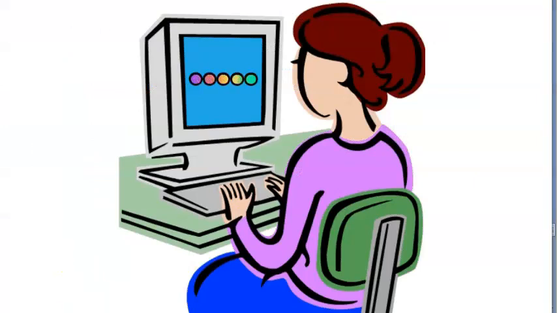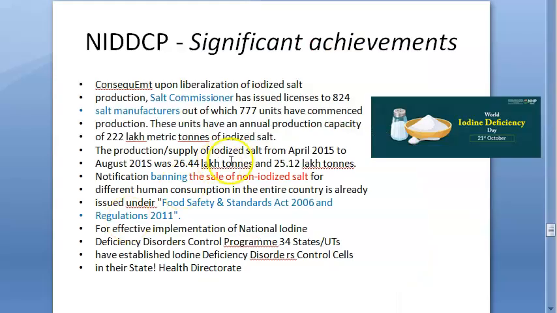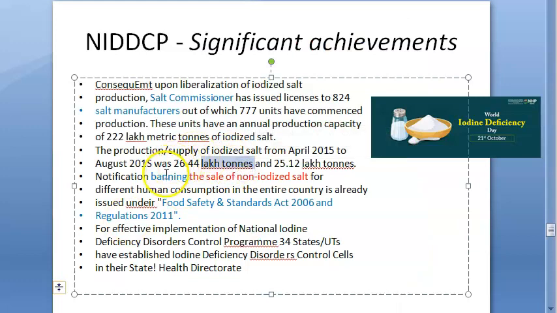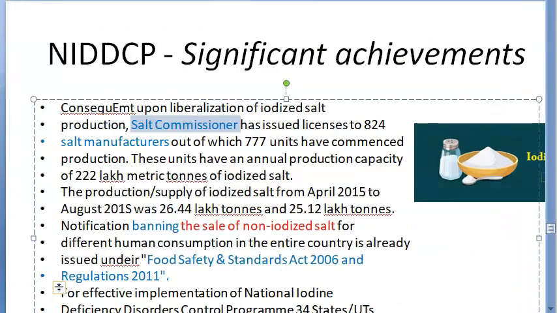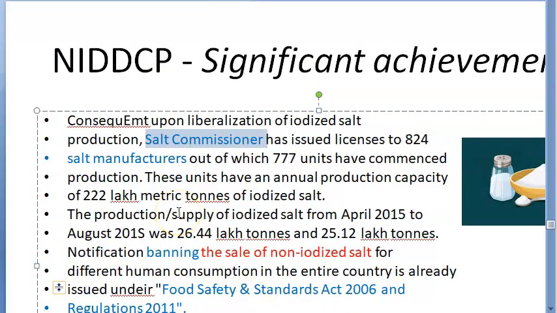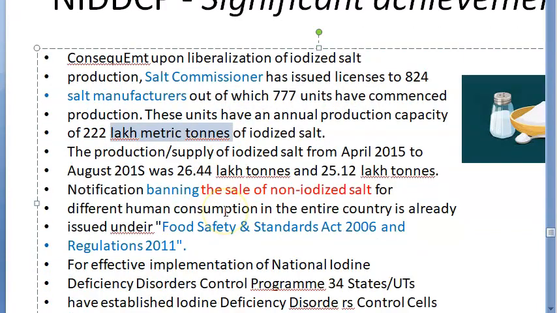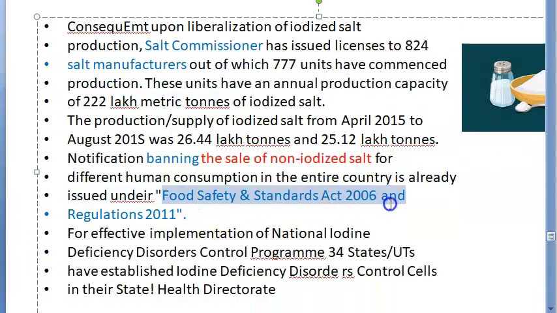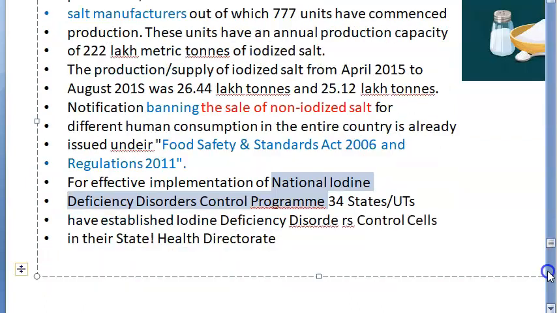Yes, people. They made lakhs of tons of iodized salt, and they stopped the sale of non-iodized salt. The salt commissioner sounds like some independence kind of thing, right? The salt commissioner has issued licenses to so many salt manufacturers. They have commenced production. So they are producing an annual capacity of so many lakh metric tons of iodized salt. This is under the Food Safety and Standards Act and Regulation. So this NIDDCP has been implemented in so many states, right?